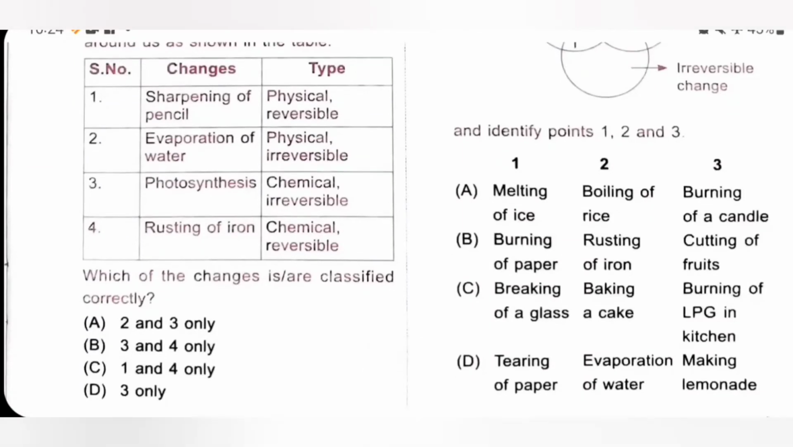Actually, sharpening of pencil is a physical change. It is irreversible. Okay, physical irreversible change. So, one is classified incorrectly. Evaporation of water is a physical reversible change. Photosynthesis is chemical irreversible. So, 3 is classified correctly. Rusting of iron is also chemical but an irreversible change. So, 1, 2 and 4 are classified incorrectly. Only 3 is classified correctly. So, option D is the correct answer. Option D.